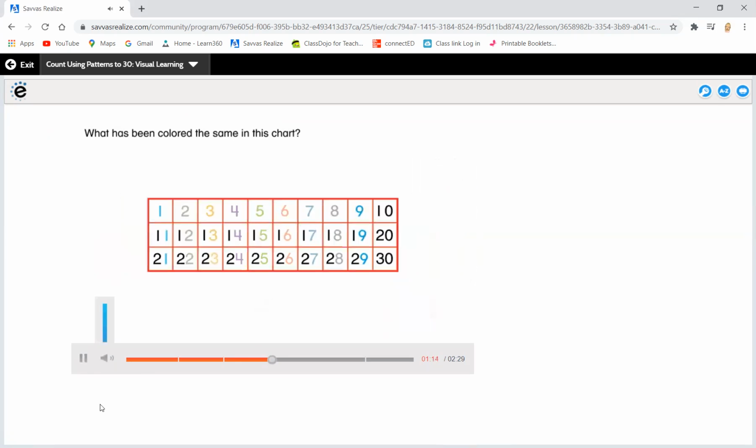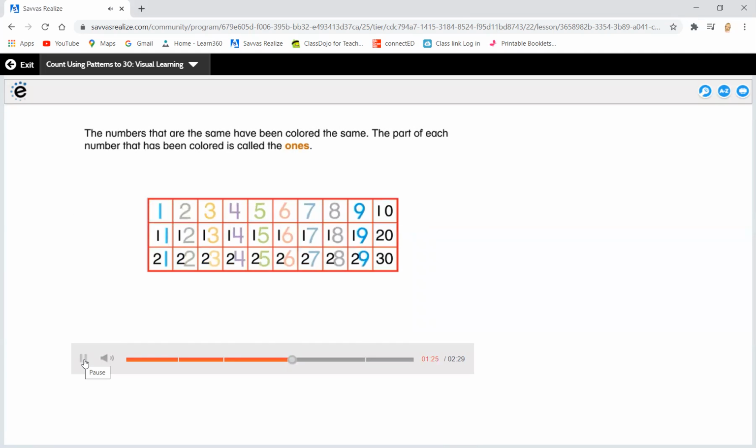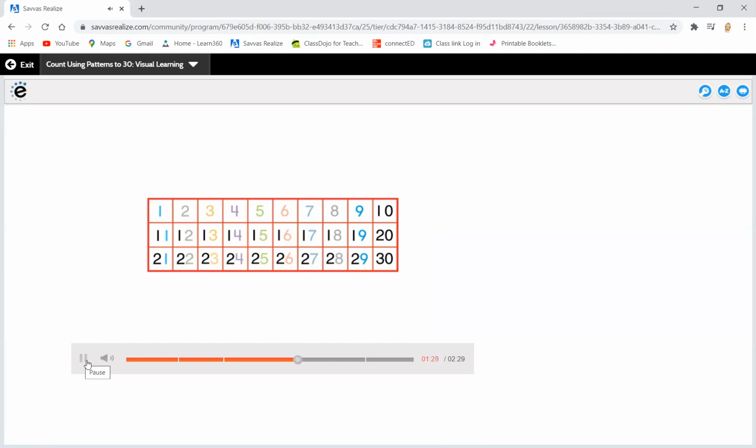What has been colored the same in this chart? Turn to your adult and tell them, look at our charts. The numbers that are the same have been colored the same. The part of each number that has been colored is called the ones. The numbers going across are in rows. Count by ones along the top row. What happens to the ones as you count along the row?